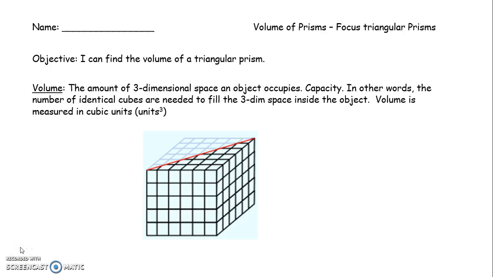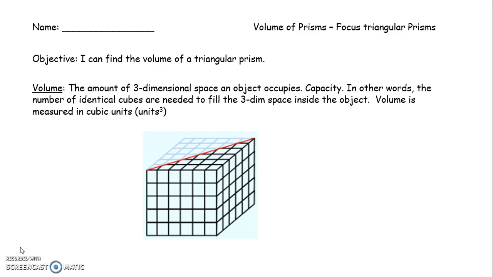Tonight we're going to continue our discussion on finding the volume of prisms. Last night we focused on rectangular prisms, and tonight we're going to focus on triangular prisms. You remember, a triangular prism will have two triangular bases, and the rest of the faces of the prism will be rectangles. So our objective is: I can find the volume of a triangular prism.